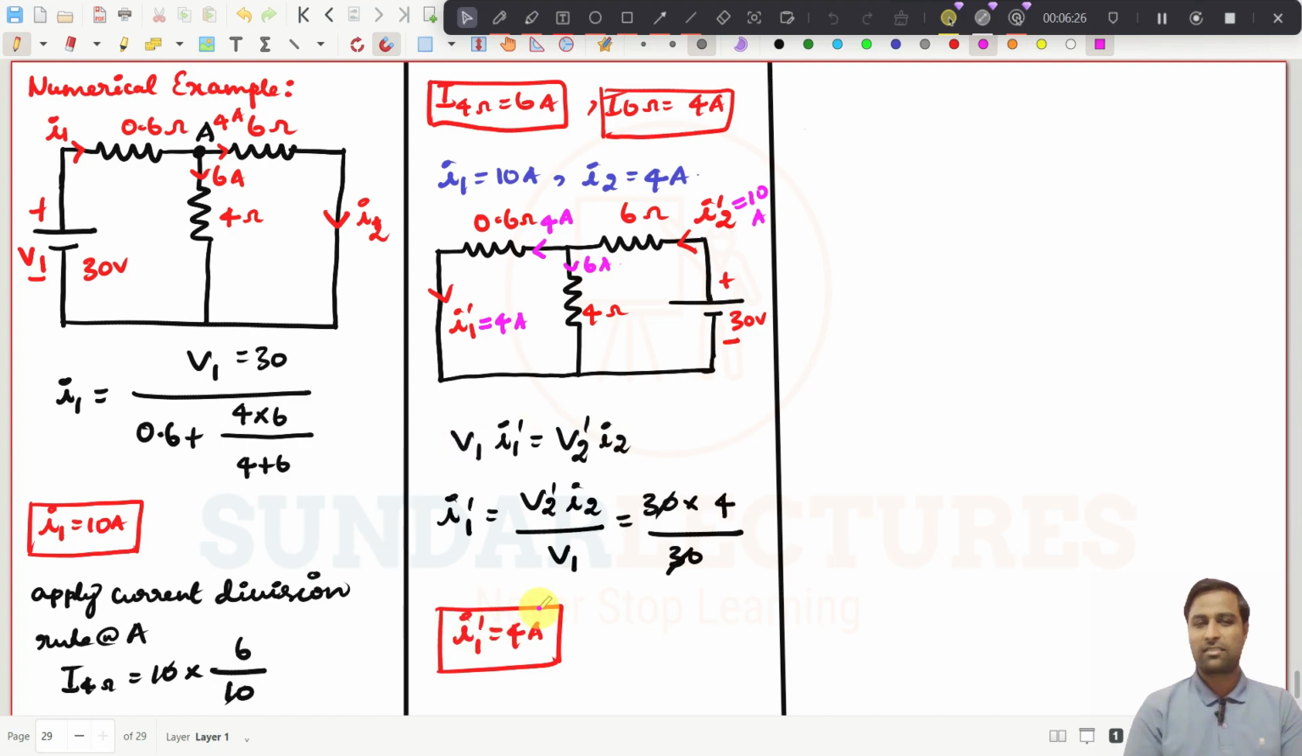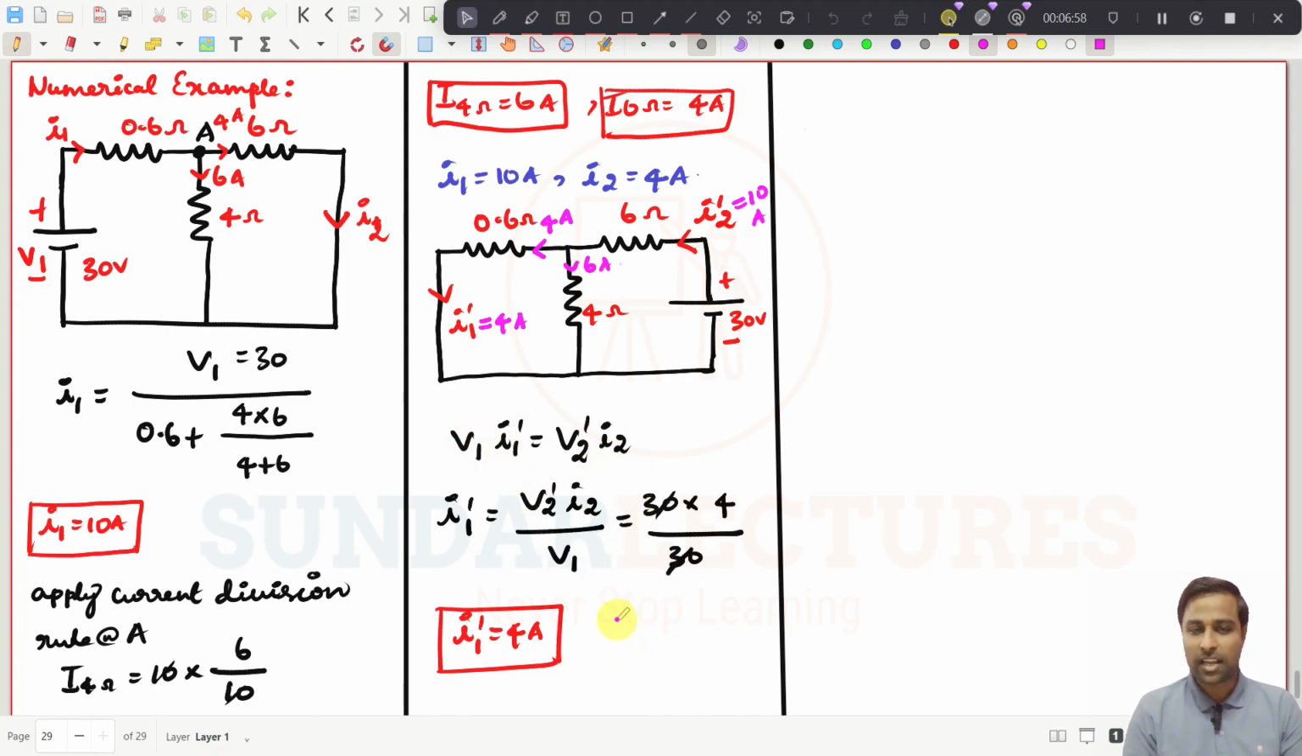See, I have not simplified this network, but with the knowledge of the reciprocity theorem, I have just got directly what this current should be. See, in this network, both voltages are the same. This voltage and this voltage are the same. So what you can do further, you can simplify this expression.